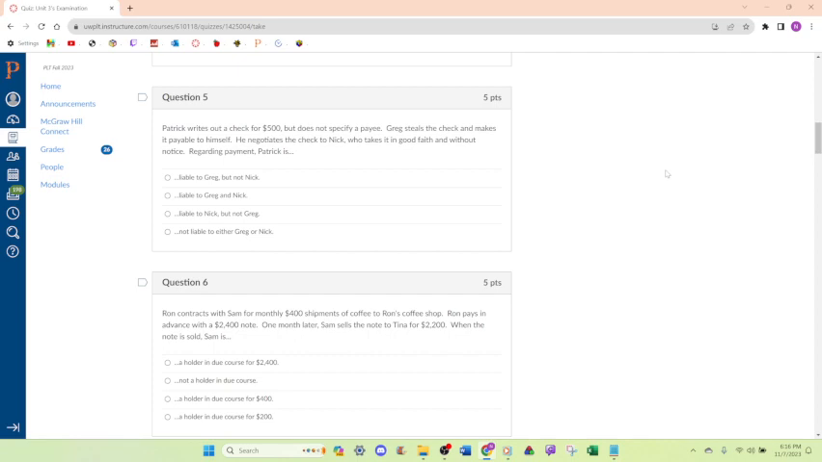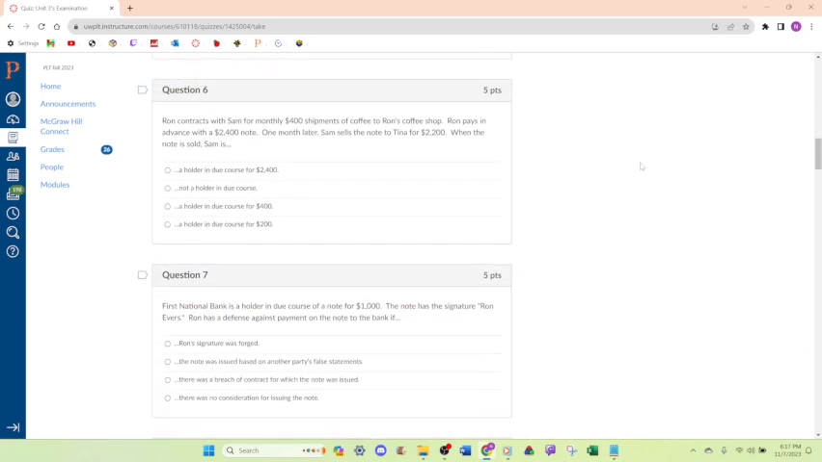Check for $500. Greg steals the check and makes it payable to himself. Nick, who takes in good faith and without notice. Regarding payment, Patrick is liable. Let's see here. I believe liable to. Oh, come on! Oh, no! Why is this so confusing?